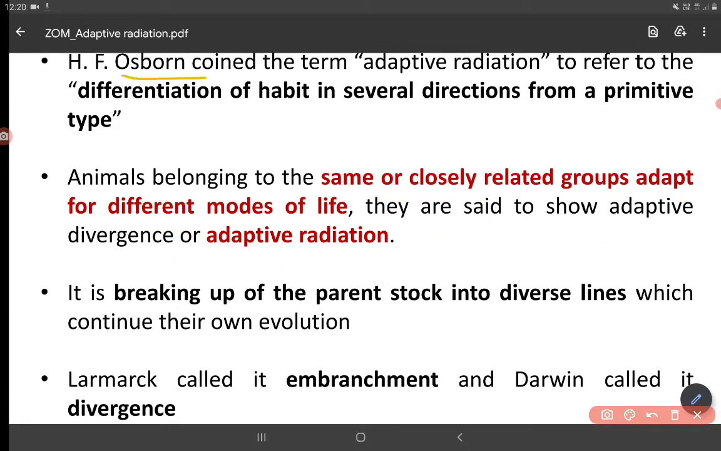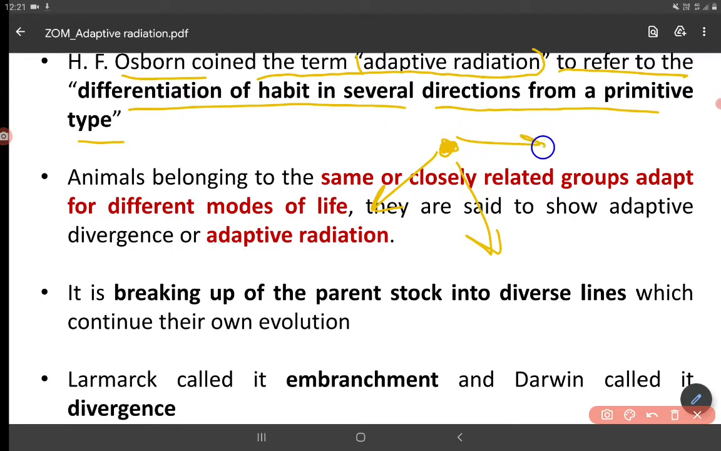H.F. Osborn coined the term adaptive radiation, to refer to the differentiation of habitat in several directions from a primitive type. So, for example, if there is an ancestral population, a group of animals, they may separate or adapt in different directions for the need of food or for different habitats.